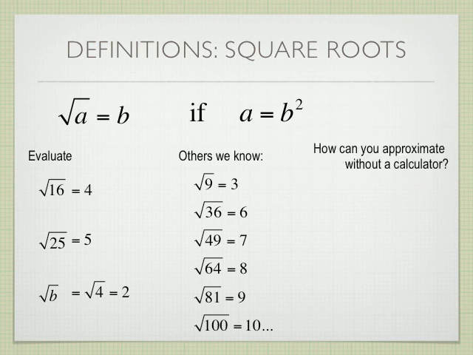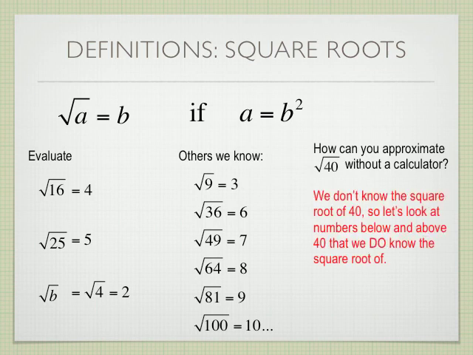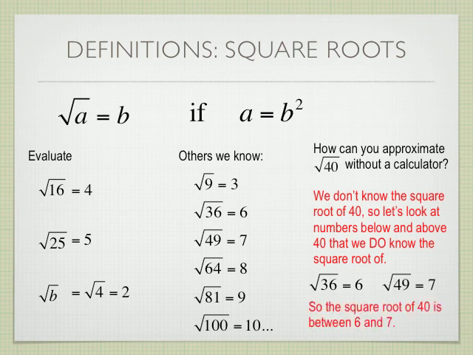How can you approximate a square root without a calculator? Well, we don't know the square root of 40 because that's not one of the easy square roots, but we do know that 40 is in between 36 and 49. And 36 and 49 we know, so that means the square root of 40 is somewhere between 6 and 7. That's how last lecture I was able to say the square root of 6 is between 2 and 3. So now we know the square root of 40 is between 6 and 7. We could plot it on a number line if we wanted to.